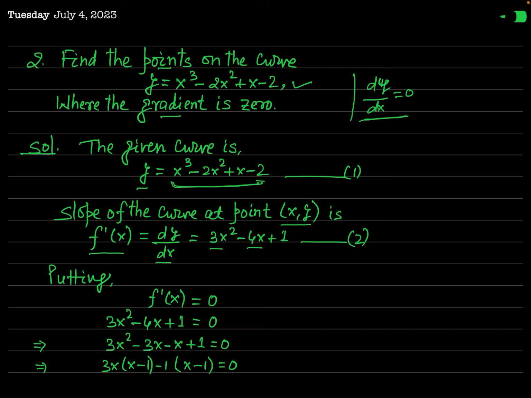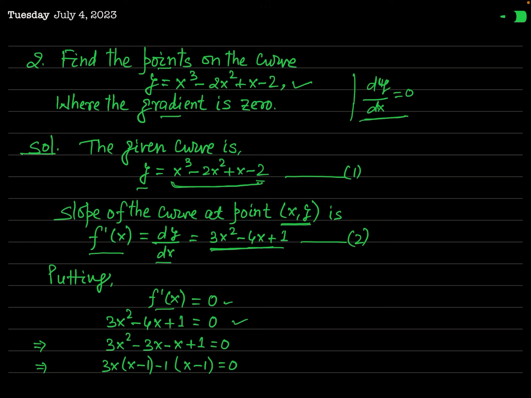So dy by dx, or the slope of this curve at an arbitrary point xy, is equal to this much. This is 3x square minus 4x plus 1. But according to the condition given in the problem, we have to find those points where slope is 0. So let us put f dash of x equal to 0. This is the given condition. But we have obtained that f dash of x is equal to this much. So write 3x square minus 4x plus 1 equal to 0.